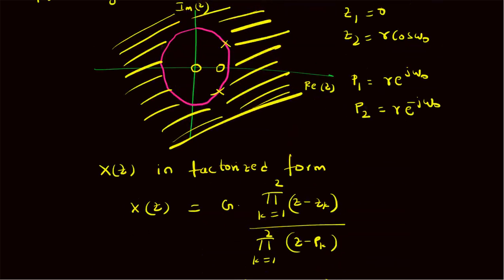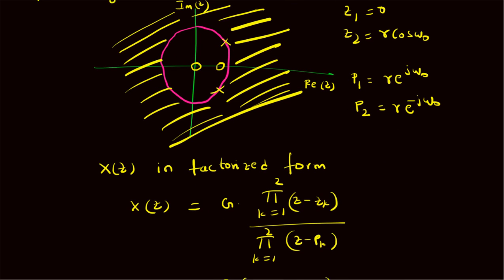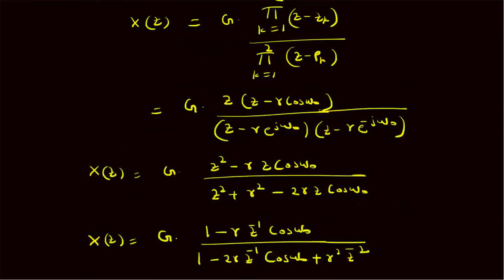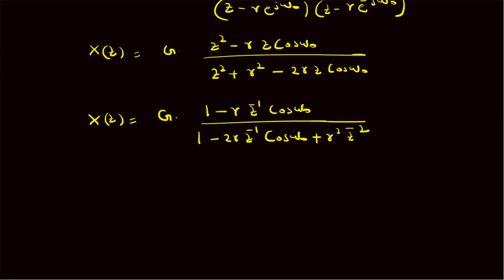And now from the given pole-zero plot we can also see that the ROC is the region outside the circle of radius r. So the ROC is mod z greater than r. So we have derived the Z transform. Now the next step is to extract the discrete sequence, that is, we have to find x of n, which is the inverse Z transform of this X of z.